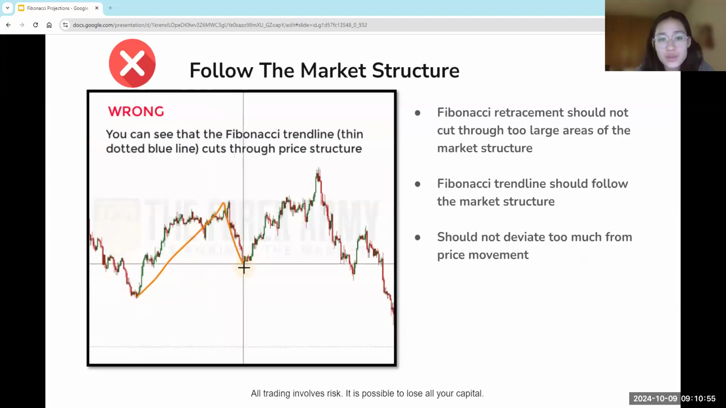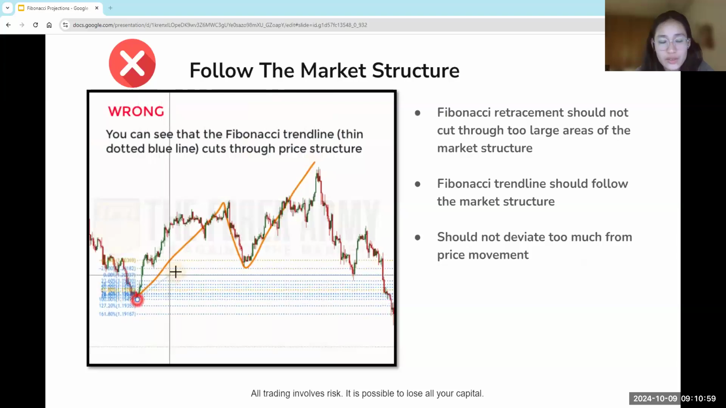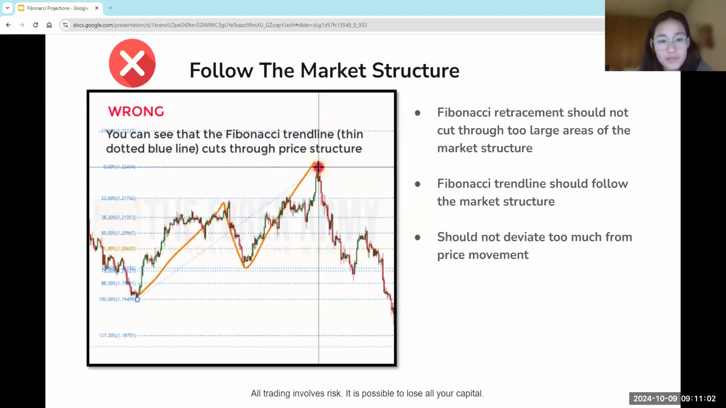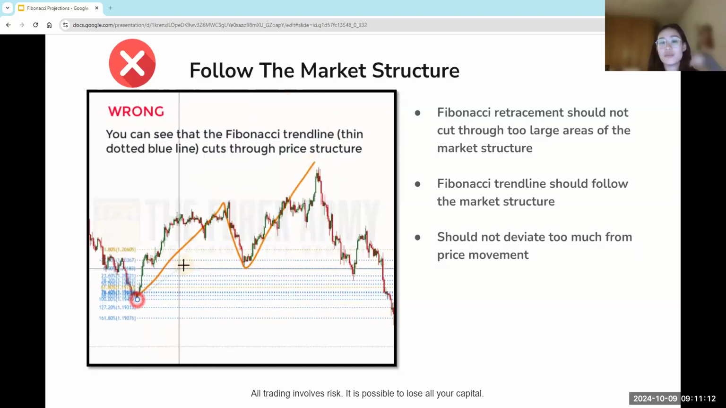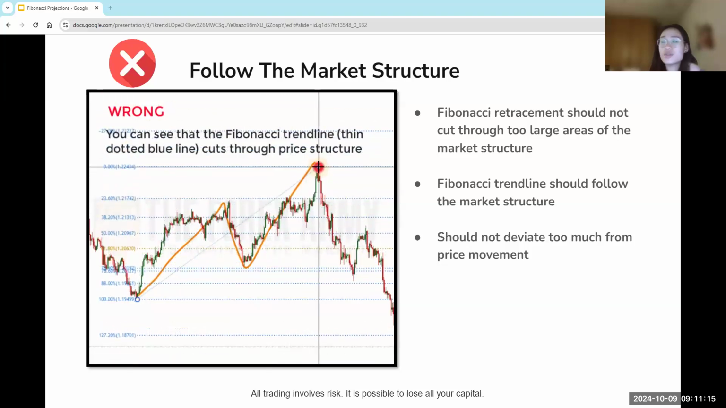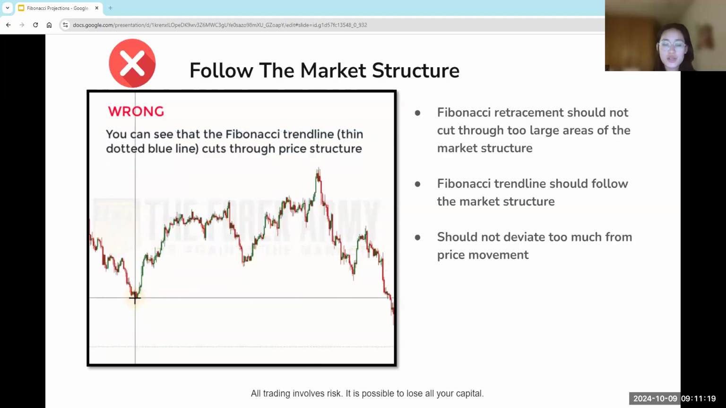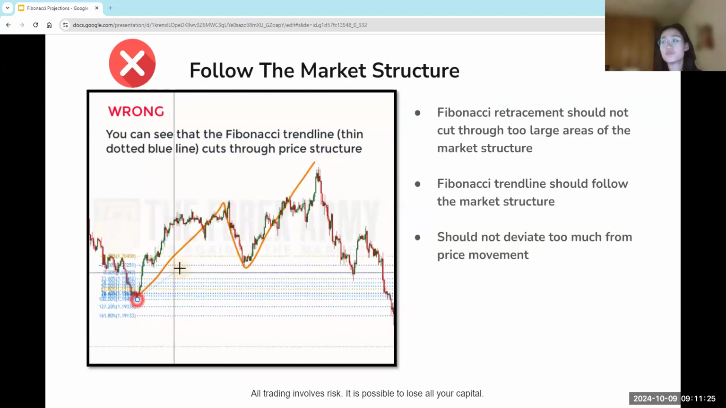Okay, next is following the market structure. So here's an example of how not to draw a Fibonacci retracement trend line. So your Fibonacci trend line must follow price structure clearly. In this case, you can see there is a zigzag market structure. The retracement drawn here cuts through the market structure, making it less effective. So when you're drawing your trend line, you should follow the movement of price and don't deviate from it by too much.